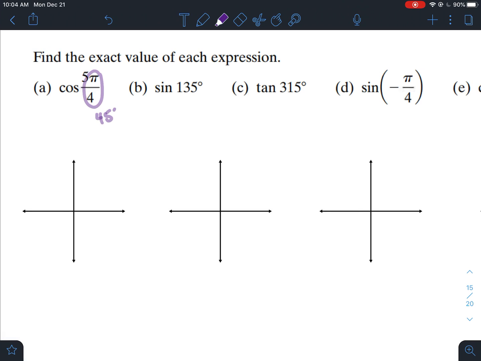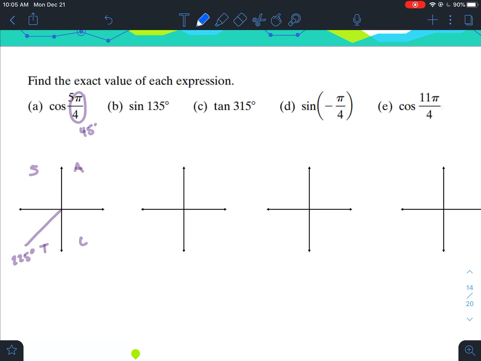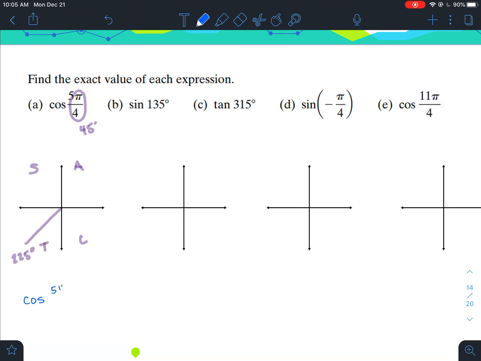All right, so the cosine at 5 pi over 4 is 45 degrees. And if we wanted the 5 times pi over 4, we would be down here. So we would be at 225 degrees. And so it's all students take calculus. So tangent is the only one that's going to be positive, so it's going to be negative. And I know that the cosine at 45 degrees is root 2 over 2, so this is going to be negative root 2 over 2.